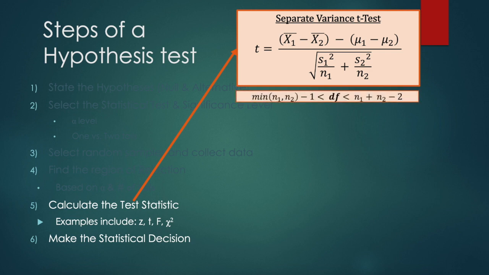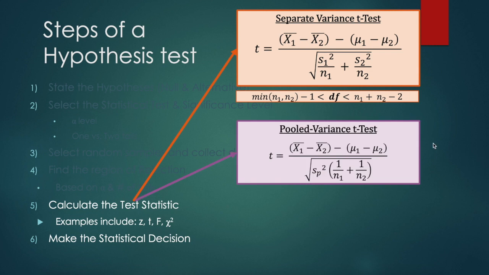Now, because we keep the variances separate, the degrees of freedom is less easy to define. But what we can say is that it's somewhere between the min of these two. So if we have a sample size of 10 and 15, we would have 10 minus 1 is the low end. And then the upper end would be both samples minus 2.